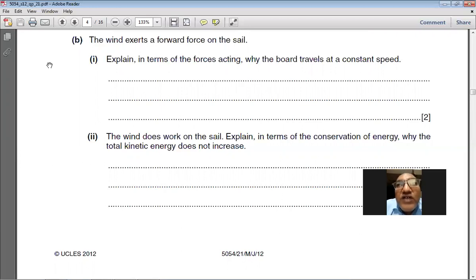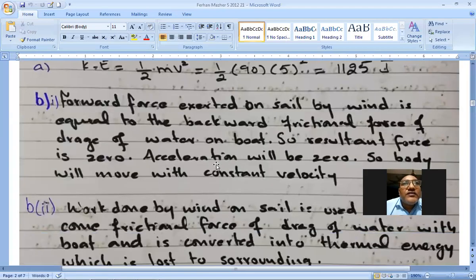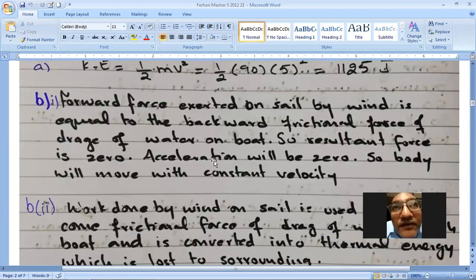It's a 2-mark question. I have written this answer on a paper. Let me show you that. So here we have forward force exerted on the sail by wind is equals to the backward frictional force of drag of water on boat. So resultant force is zero, acceleration will be zero, so body will move with constant velocity. I hope you have understood.